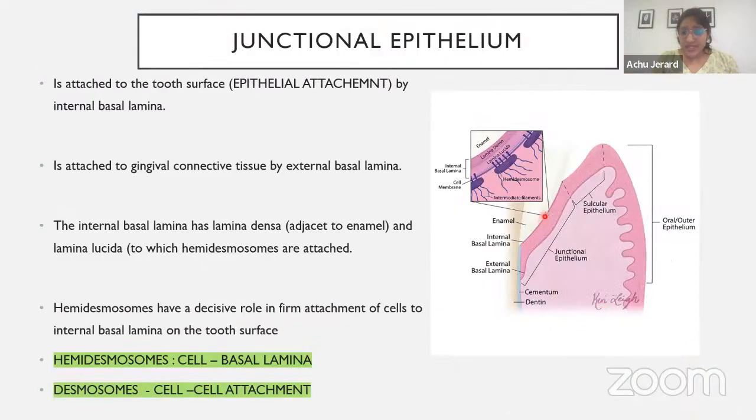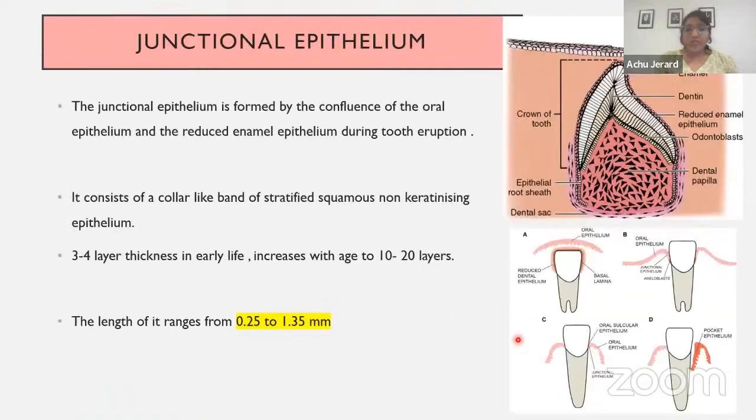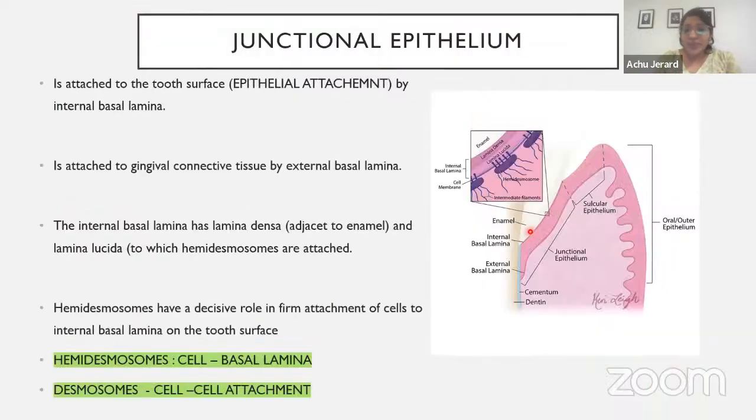That is, this length of the junctional epithelium here, that is 0.25 to 1.35 mm. That is the length range. Okay. That also you will have to know. And this is a non-keratinized epithelium. So this is the figure which explains the attachment of junctional epithelium to that of the tooth. Okay, so gingiva is attached to the tooth because of this epithelial attachment called a junctional epithelium.